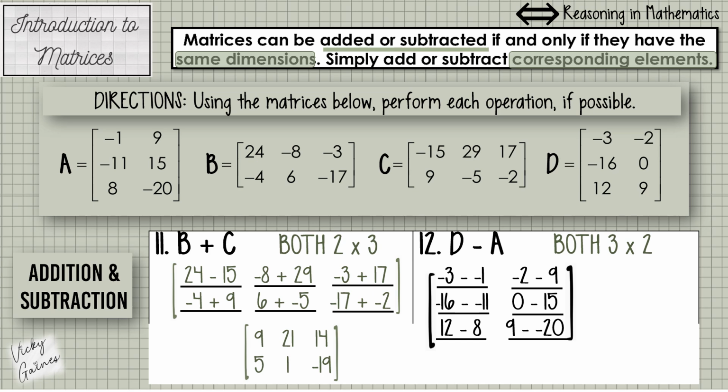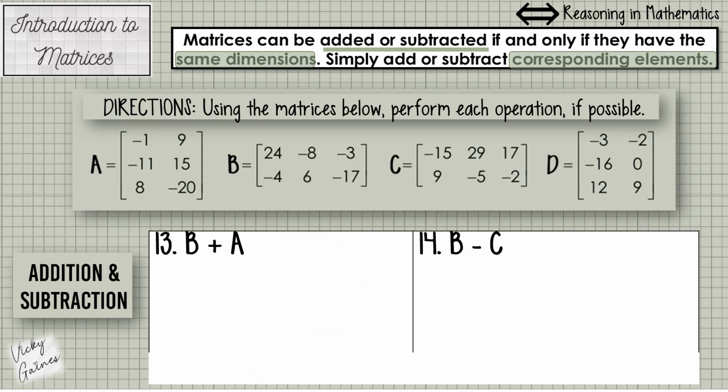Let's calculate those to get our answer. Negative 3 minus negative 1 is negative 2. Negative 2 minus 9 is negative 11. Negative 16 minus negative 11 is negative 5. 0 minus 15, negative 15. 12 minus 8 is 4. And 9 minus negative 20 is 29.